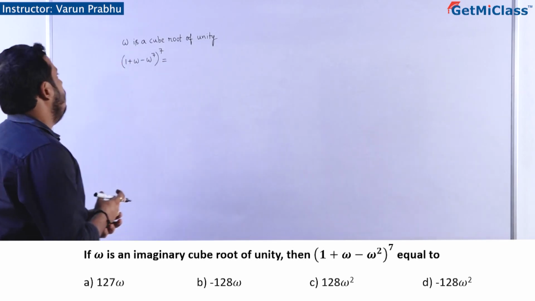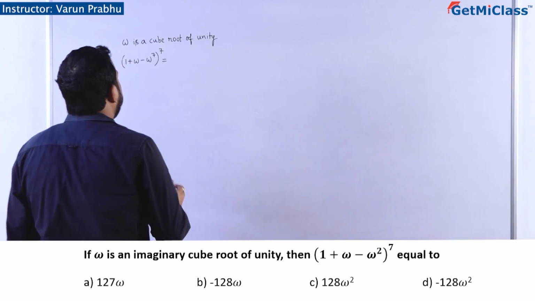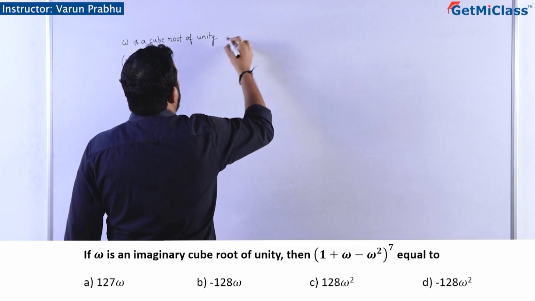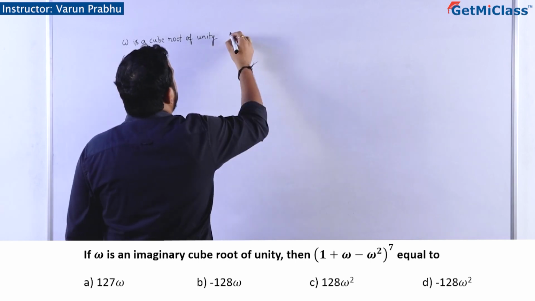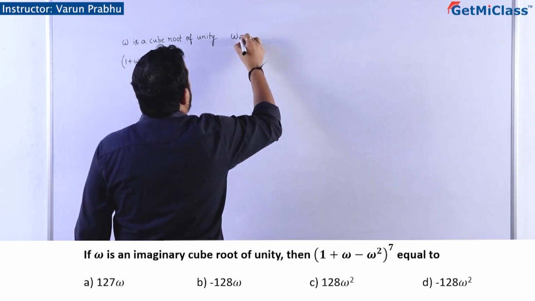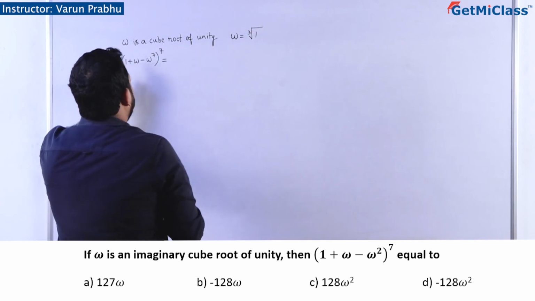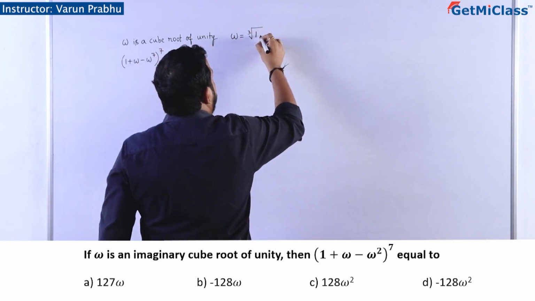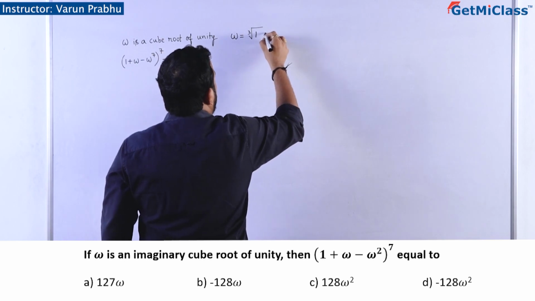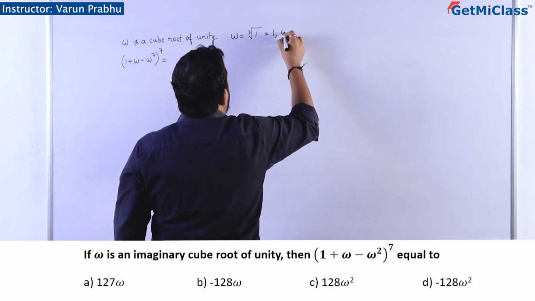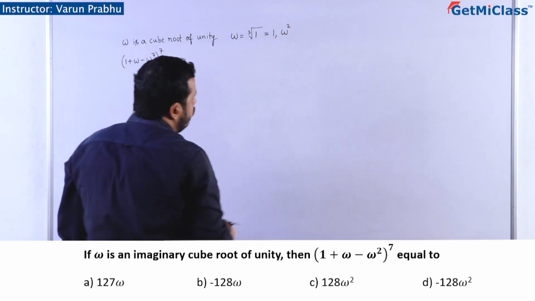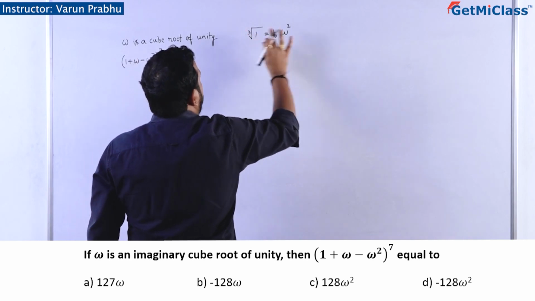If you look at this problem, students, omega is a cube root of unity. We know that when omega is a cube root of unity, we have other roots also, which are nothing but 1 and omega square. Correct or not? Cube roots of unity are 1, omega square and omega, like this.